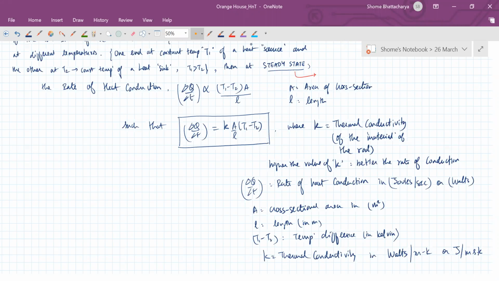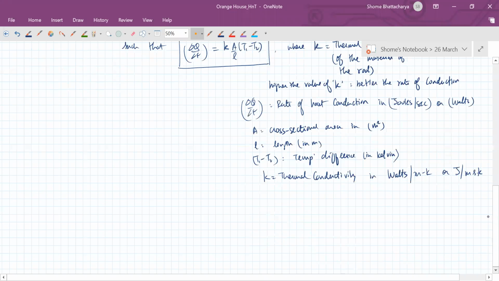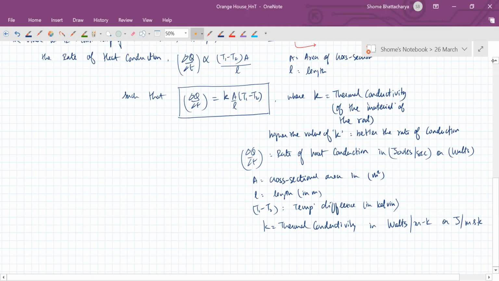Okay, now let's understand what is steady state. Yeah, Sarvesh, plastic also conducts heat, but the rate of heat transfer is very poor compared to metal. Plastic also conducts heat. Not that it does not conduct, but rate of heat transfer is poorer compared to metals because the thermal conductivity is less.